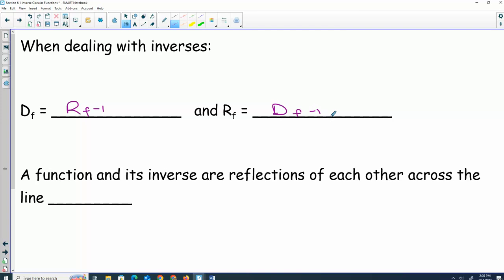Graphically, we could find them by reflecting across the line y equals x. Because that's what happens in an inverse. Your x becomes a y, your y becomes an x.